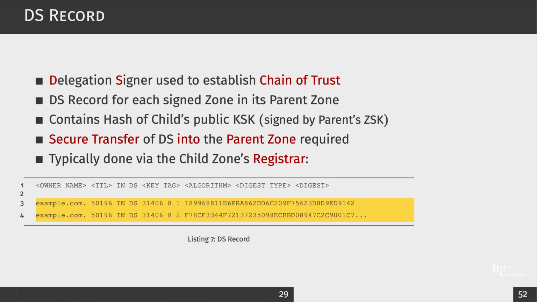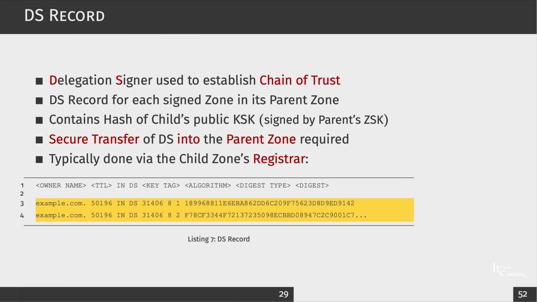To create a trusted hierarchy in the DNS infrastructure, which is called the chain of trust, we need a relationship between the different DNS zones. So from the root to the TLDs, from the TLDs to the second level, and so forth. To create something like this, a dedicated record was invented, and this is the delegation signer, the DS record.